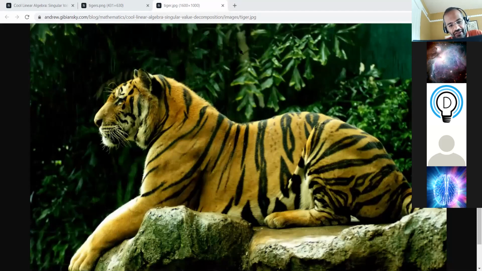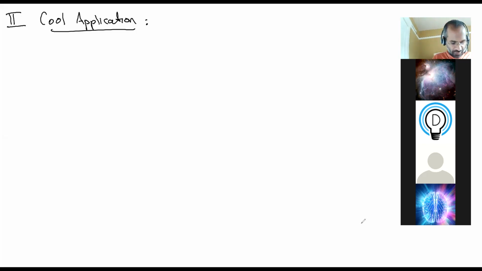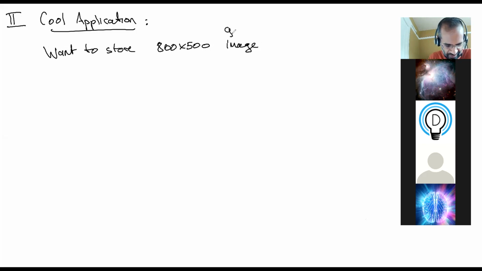Let's say I want to store it in grayscale, right? So I don't want to store the colors just for simplicity. So let's say I want to store this image. How many numbers do I need to write down? So let's think about that. So you want to store, I guess, an 800 by 500. Let me just assume it's half the dimensions, just because the experiment that was done was for that image. So a grayscale image of a tiger.